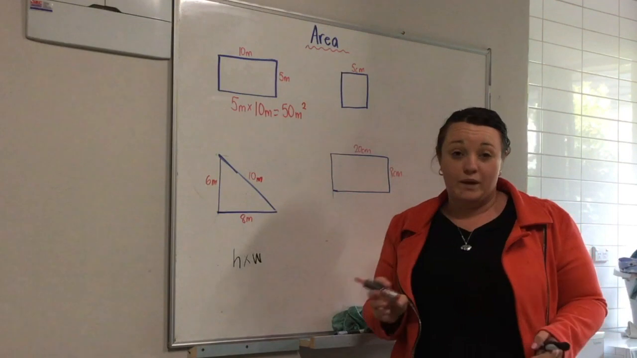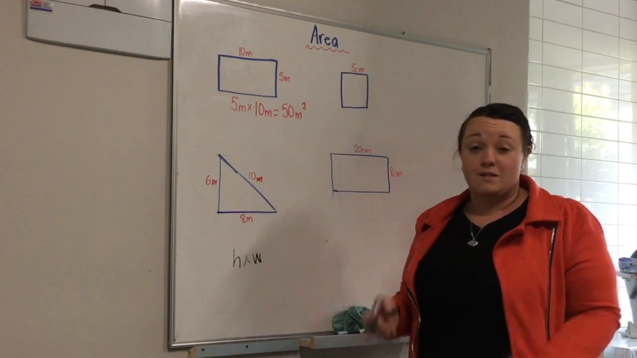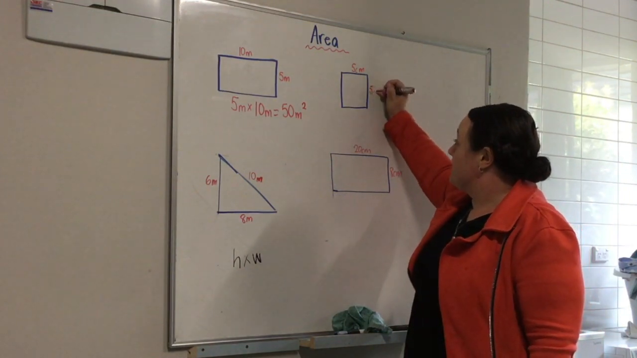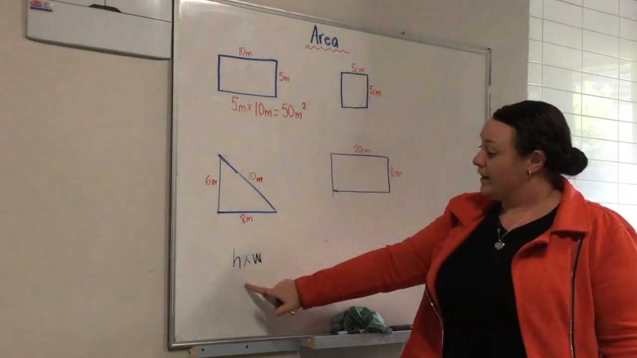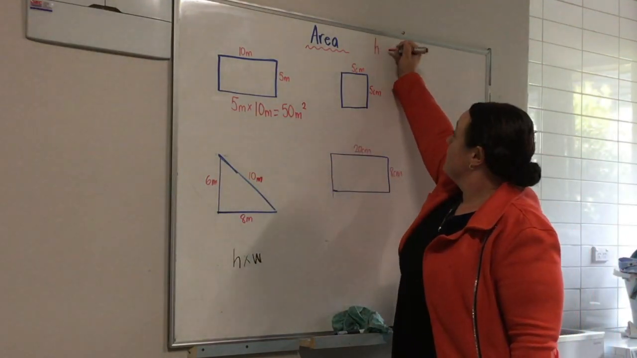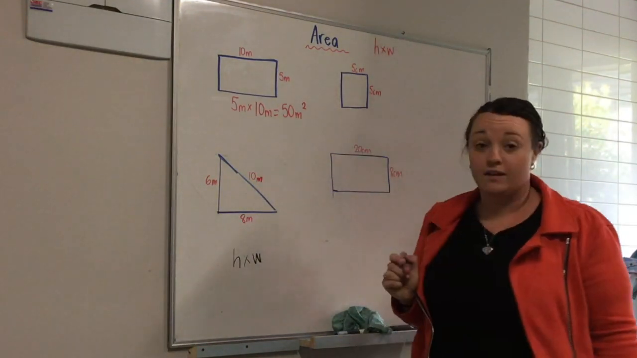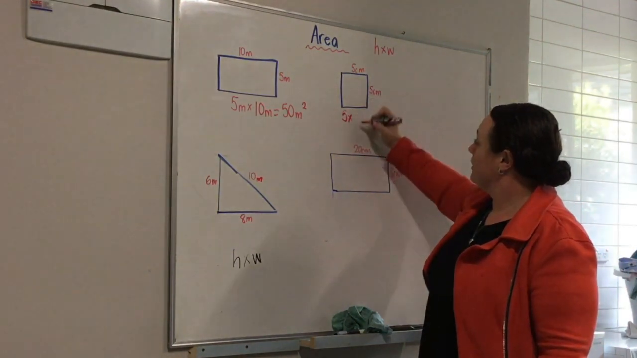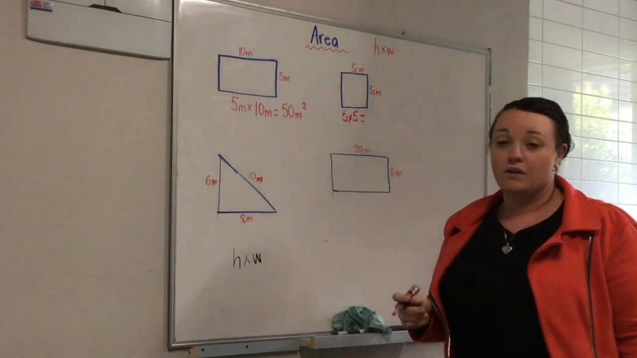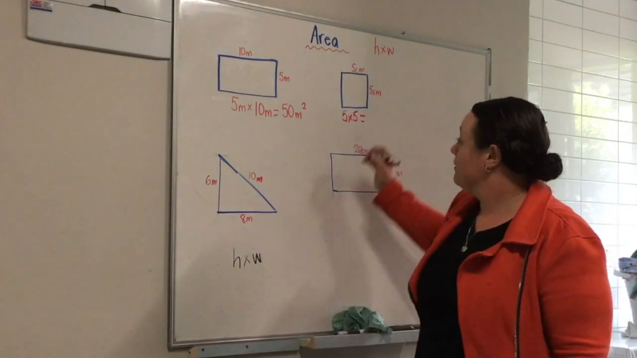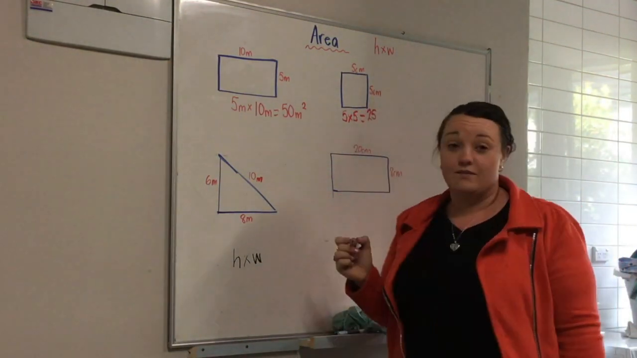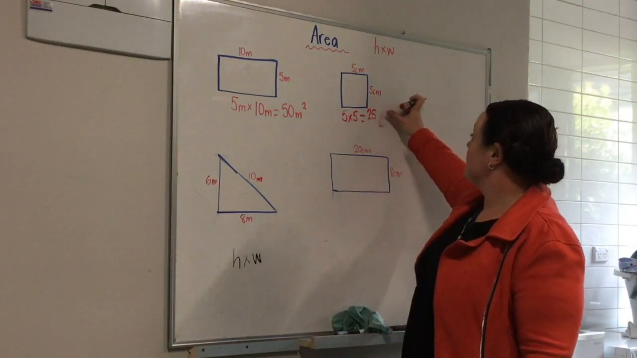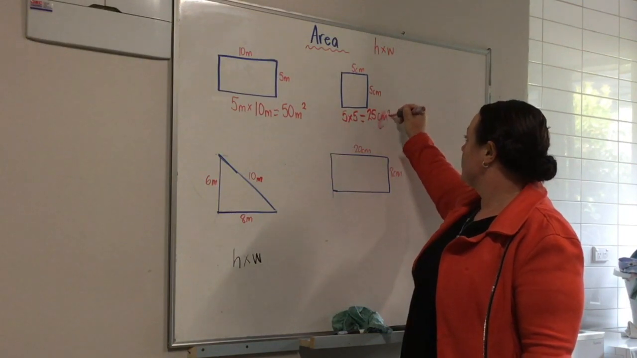This one here, we've got a square shape. Now we know that a square is made up of 4 equal sides. So we know that each of these is 5 centimeters. So again, if our formula is height times width, our height is 5 centimeters times our width, which is 5 centimeters. So we know that 5 times 5 is 25. Again, we must have the unit of measurement, which is meters. In this case, sorry, it's centimeters squared.